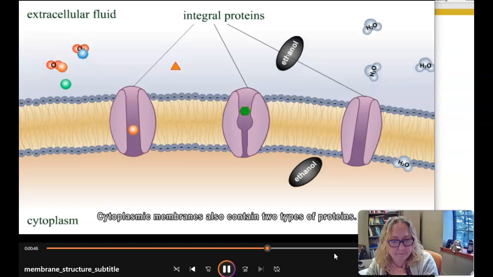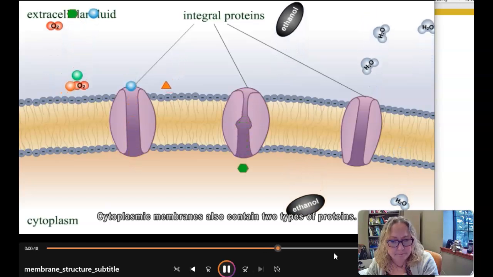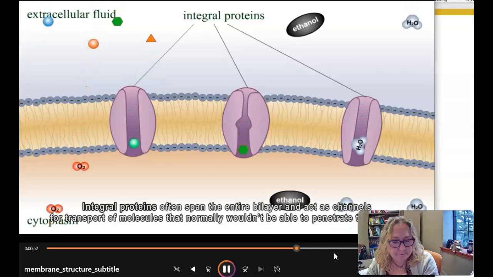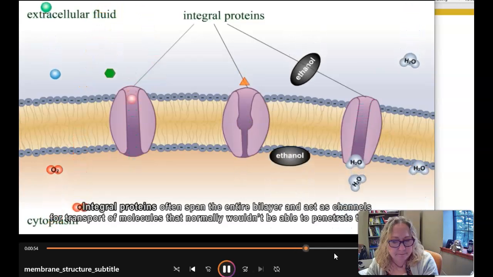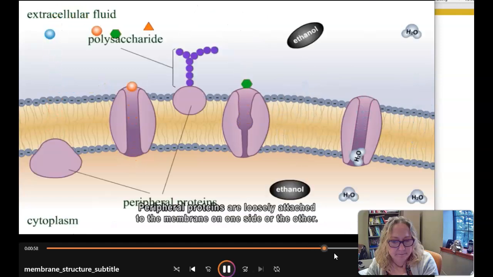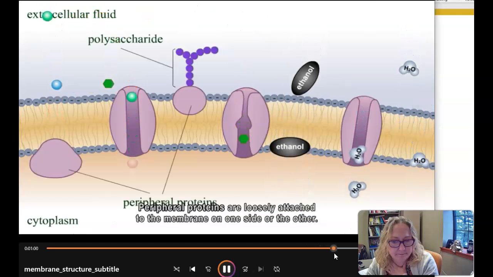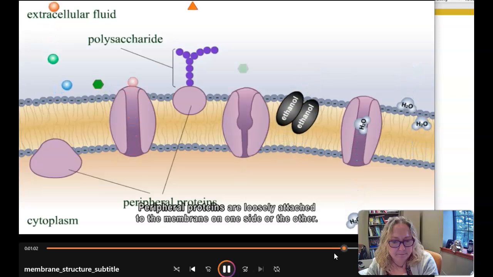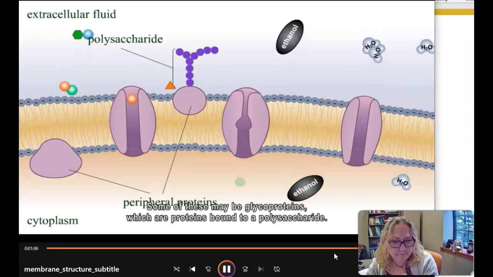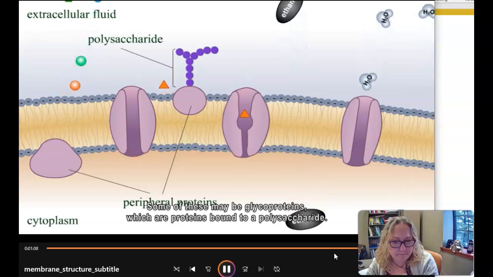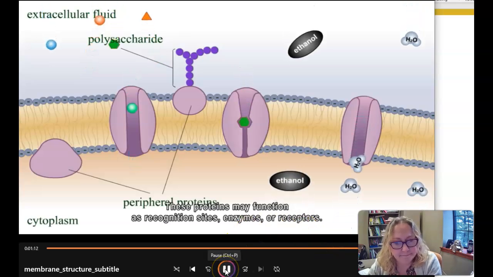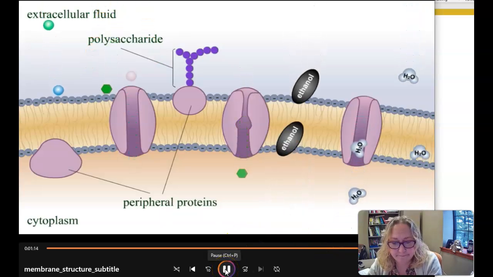Cytoplasmic membranes also contain two types of proteins. Integral proteins often span the entire bilayer and act as channels for transport of molecules that normally wouldn't be able to penetrate the bilayer. Peripheral proteins are loosely attached to the membrane on one side or the other. Some of these may be glycoproteins, which are proteins bound to a polysaccharide. These proteins may function as recognition sites, enzymes, or receptors.